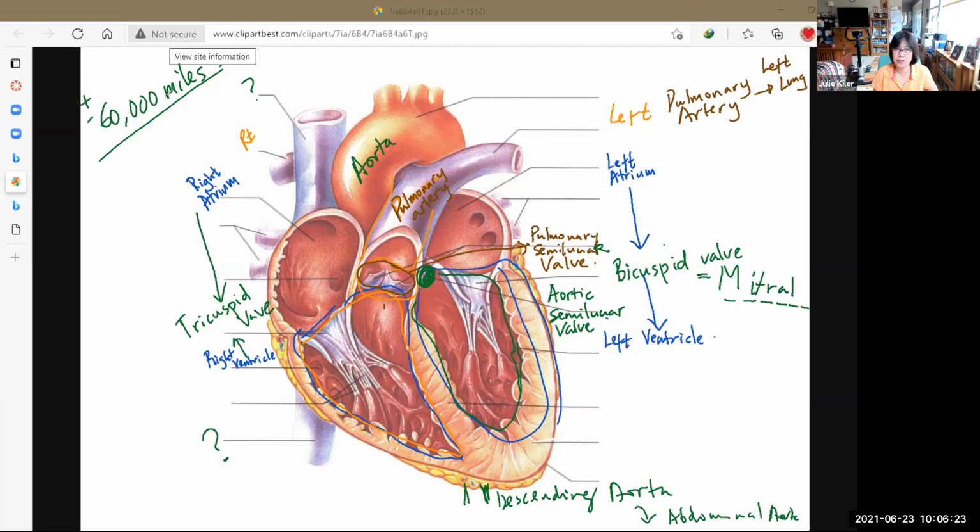Now, what tells you this 60,000 miles? When you learn about Earth, right? The diameter, not even the diameter, the whole way around the Earth, from the 0 Greenwich to 360 degrees, that is 30,000 miles. So this 60,000 miles is like two times going around the globe of the Earth.